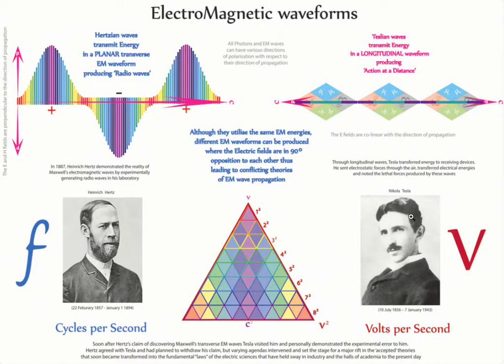Tesla, on the other hand, was producing longitudinal waves, and as such, instead of a frequency measurement per unit of time, his method was producing a number of quanta, or joules of energy per second, volts per second, because it's again quanta per charge geometry, or energy per charge, which is a measurement of voltage per unit of time. And that gives us a means of differentiation between the two. Again, they still both utilize equilateral energy geometries.